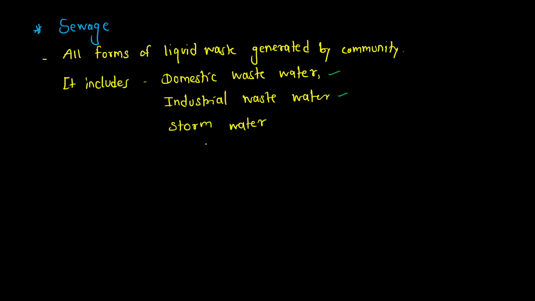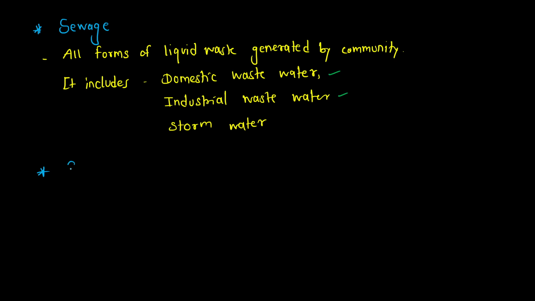Now what is the meaning of storm water? During the rainy season or when there are heavy rains, you can see a lot of water getting filled on the roads. That water is then taken to the adjacent drains. That water is called storm water. So this also comes under the heading of sewage.